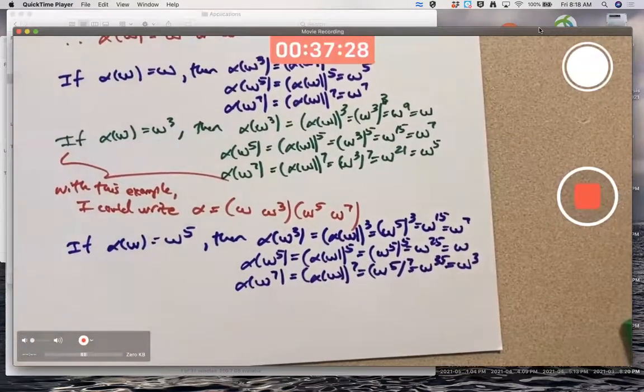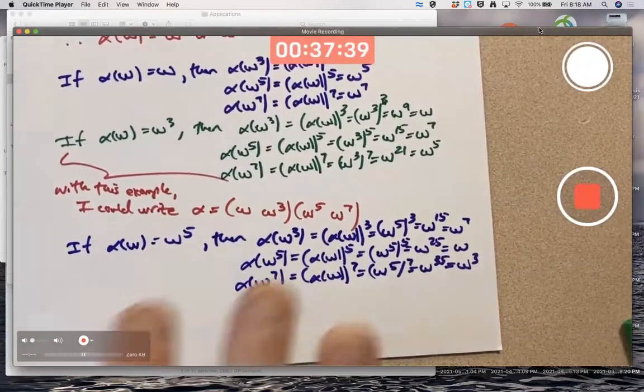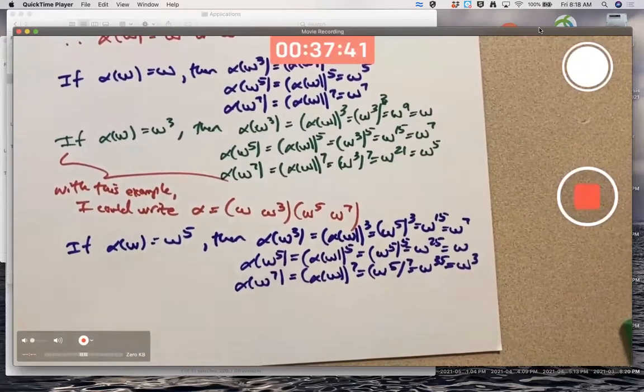Isn't this kind of fun? You may still feel like you don't fully understand it. And I certainly don't understand everything about Galois theory, but this stuff is kind of fun.